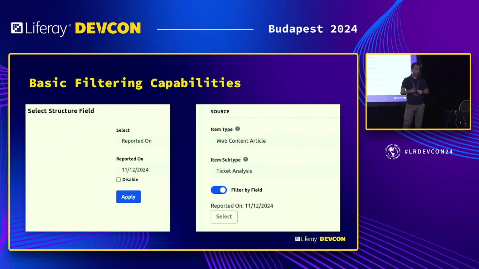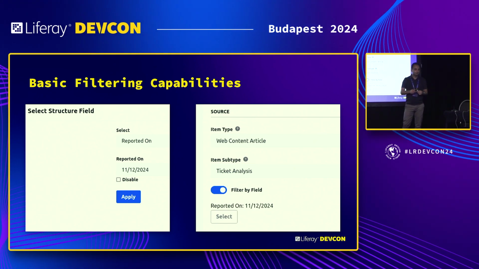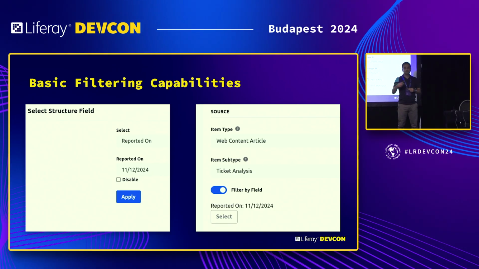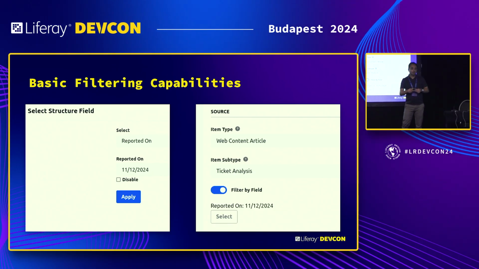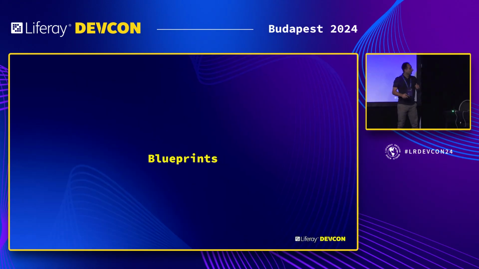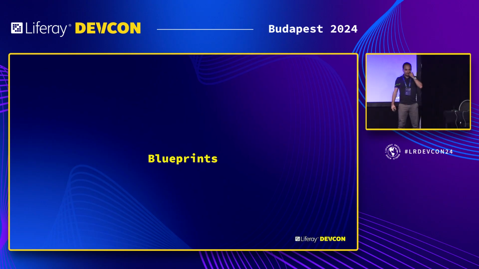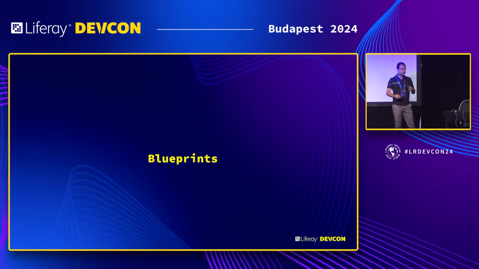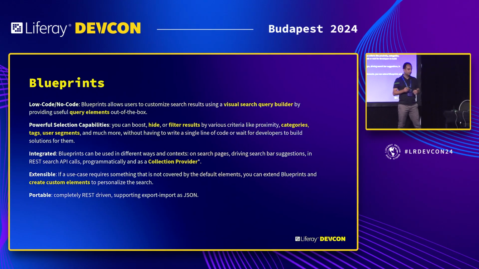But what if you want content from a period of time? What if you have other criteria which is also based on another field of your structure? And what if you need a combination of all these or something more complex? Not a surprise that to some of these questions, Blueprints is the answer. So let's now see Blueprints.